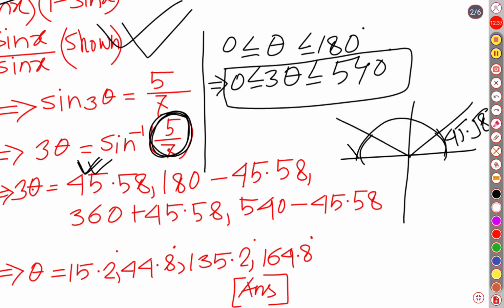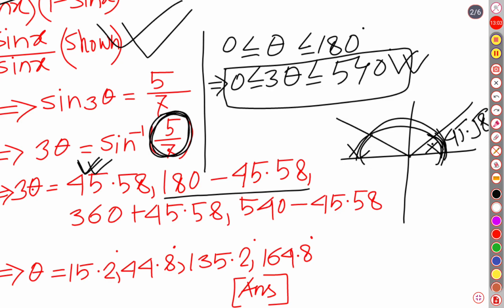Okay, and we know the total sum of the second quadrant is 180. From 180, if we subtract only this portion, this 45, then we will get the required value. So we have subtracted 45.58, meaning this one has been subtracted from the whole 180. Okay, now let's see, our domain allows 540 also.